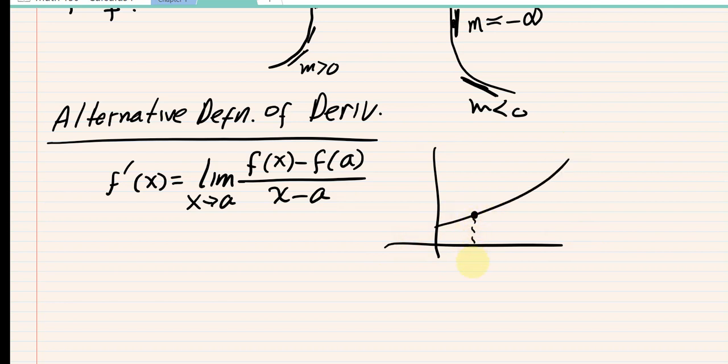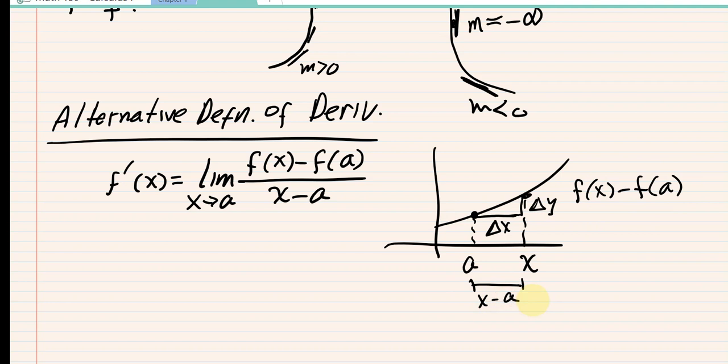So let's say here is a, and this point is x. There you go. We're looking at the change in y over change in x. Change in y is going to be f at x minus f at a, right? And the change in x is going to be x minus a. And we take the limit of that. That means we make this point, the general point x, move in this direction, get closer and closer to point a. Okay, and that will give you the slope of a tangent at that point.